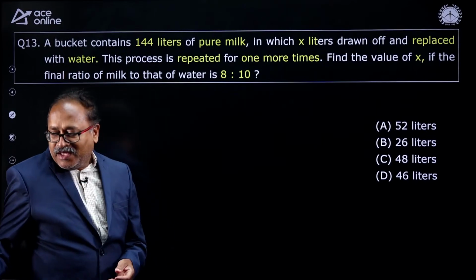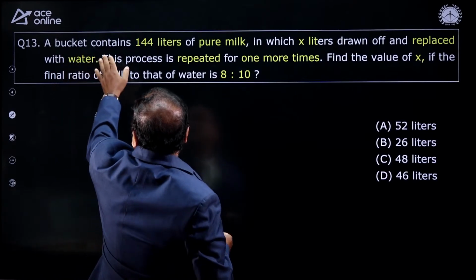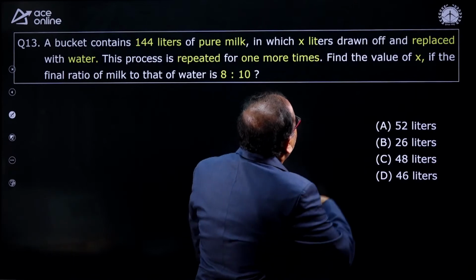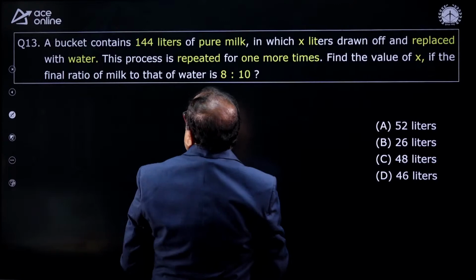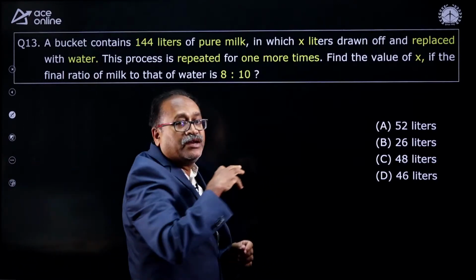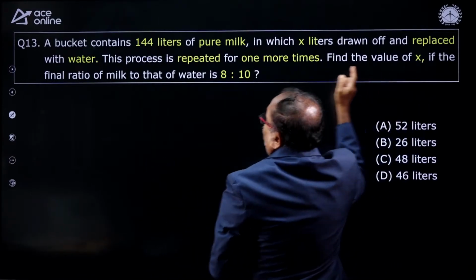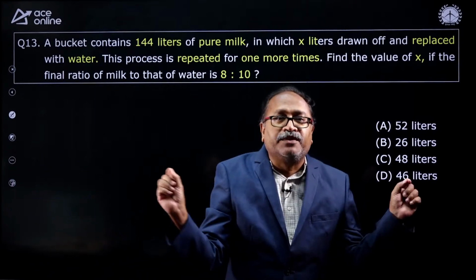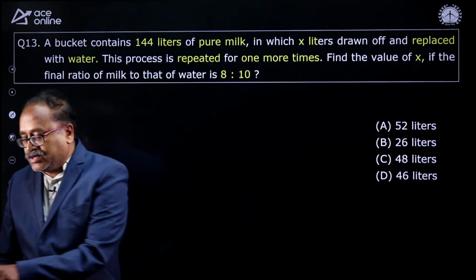Let's go here. And this question is about a basket that contains 144 liters of pure milk, from which x liters is drawn off. You took out x liters and replaced it with water. You pour the water in it. This process is repeated one more time, right? So find the value of x if the final ratio of the milk and water is 8:10. This is the most important question for any examination.